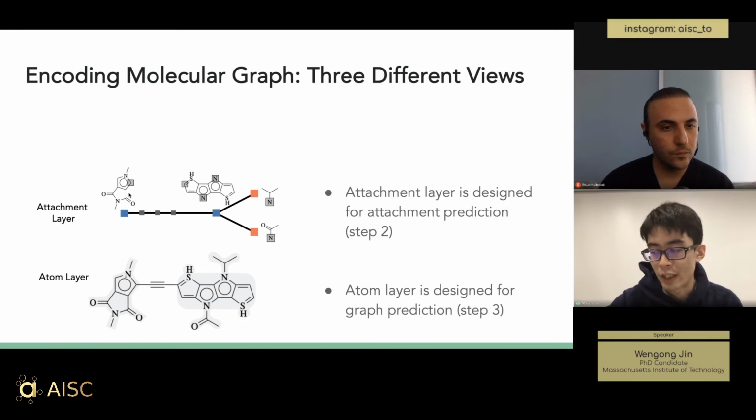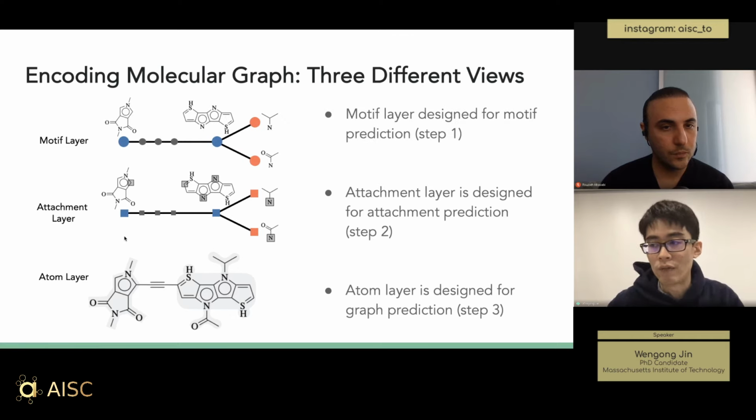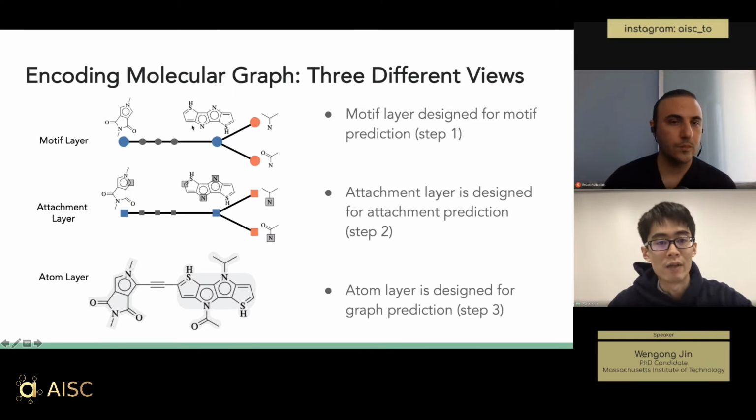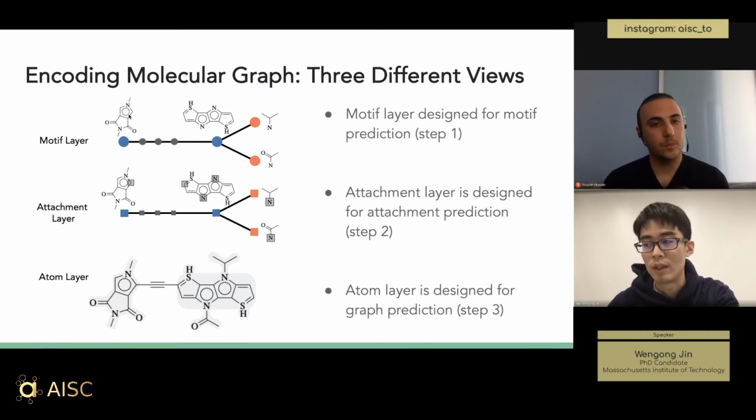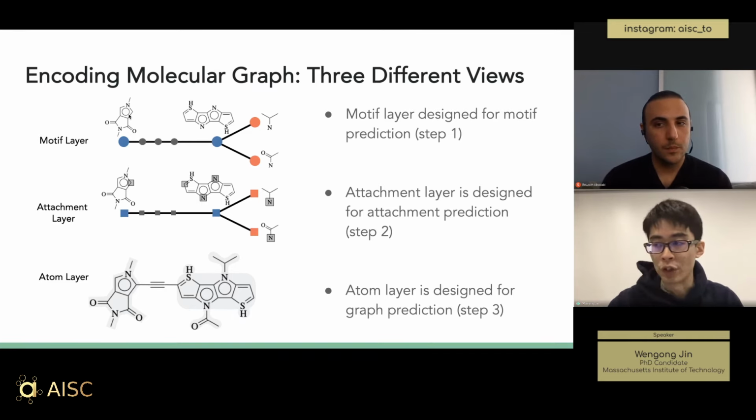Two motifs are connected by an edge if they intersect. And this layer is crucial for our decoding process. We also have the third layer, that is the motif layer. Here, I remove all the attaching point information. Each node is just a motif, and two motifs are connected together if they have intersecting atoms. This layer is designed for the motif prediction step that I mentioned earlier. As you can see, this is basically the inverse of our decoding process.